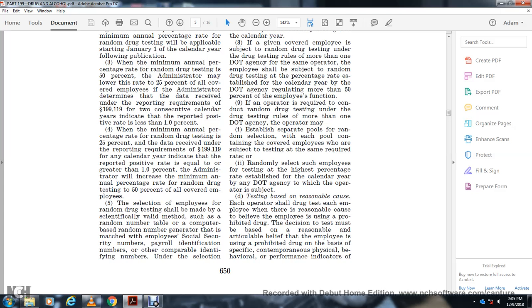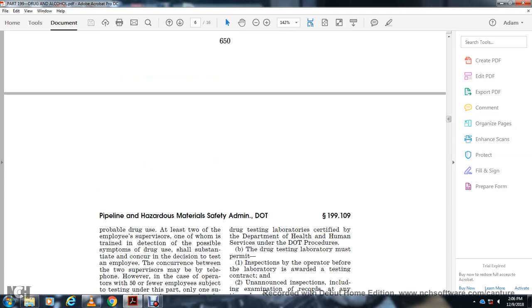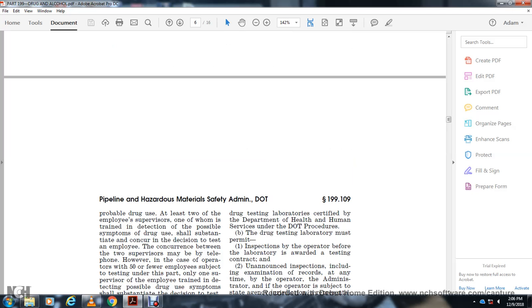Testing based on reasonable cause: the operator shall drug test each employee in the area of responsibility where there is a reasonable belief that the employee is using a prohibited drug. The decision to test must be based on a reasonable and articulable belief that the employee is using a prohibited drug, on the basis of contemporaneous physical, behavioral, or performance indicators of probable drug use. At least two of the employee's supervisors, one of whom is trained in the detection of the possible symptoms of drug use, shall substantiate and concur in the decision to test.